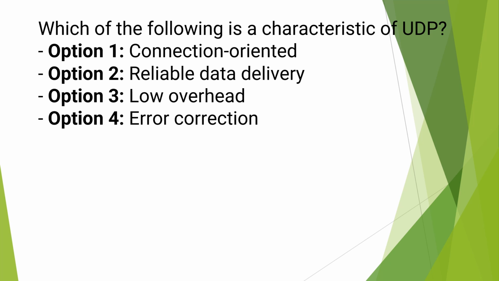What is the characteristic of UDP? UDP means User Datagram Protocol. Connection-oriented is TCP. Reliable data, no. I'll explain what low overhead is, yes. Error correction, no. So the first, second, and fourth are used by TCP, and the third one is used by UDP. UDP does not create a connection between the sender and receiver, and it directly sends the data.